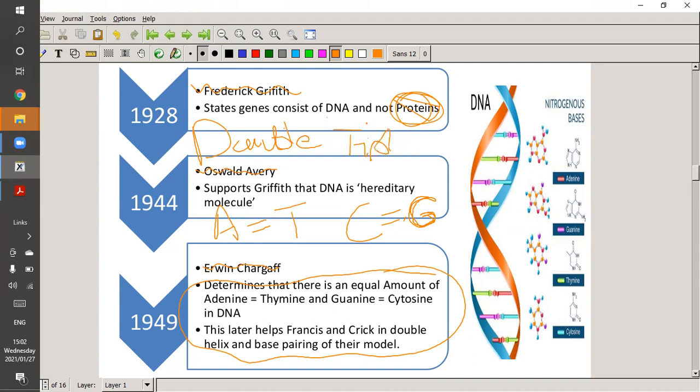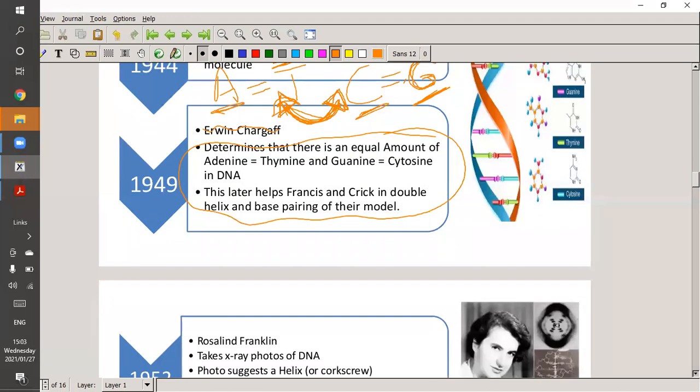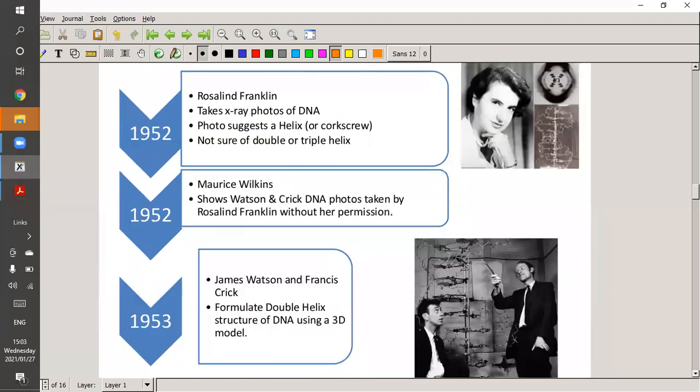But if it was a triple helix, then I couldn't have equal amounts of these numbers. Then it would have been an odd amount, and it wasn't an odd amount. There was always the same amount of cytosine and guanine, always the same amount of adenine and thymine. And so it had to be a double helix to be able to do that. Now, in the next slide actually comes the whole drama of the discovery of DNA. So now we know there's genes.